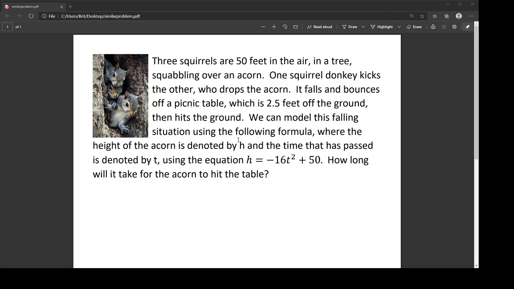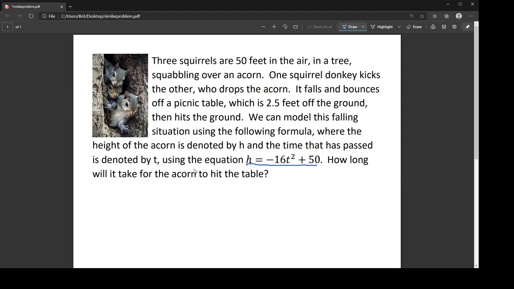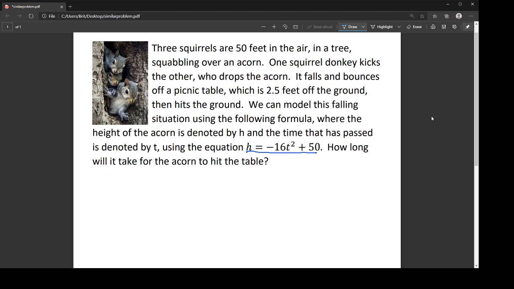Alright, so we can model this situation using the following formula, where the height of the acorn is denoted by h. Recognize that h is talking about feet. And the time that has passed is denoted by t, which is in seconds. I didn't type that in there because there's a lot of words. And then we're using this equation. How long will it take for the acorn to hit the table? I also found a cute picture of some squirrels.